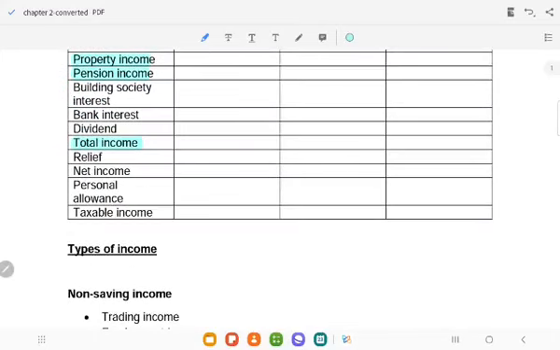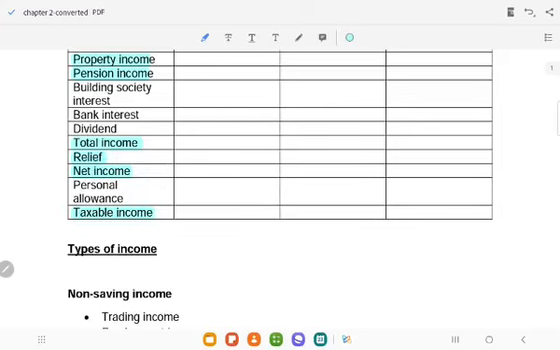From this total income, you will deduct relief. Remember, there are two reliefs mentioned in your syllabus. First is qualifying interest payment, and second is contribution to occupational pension scheme by the employee. After deducting relief from the total income, you will get the net income. Then you have to adjust personal allowance from this, and after deducting personal allowance from your net income, you will get taxable income. So this sequence is very important.